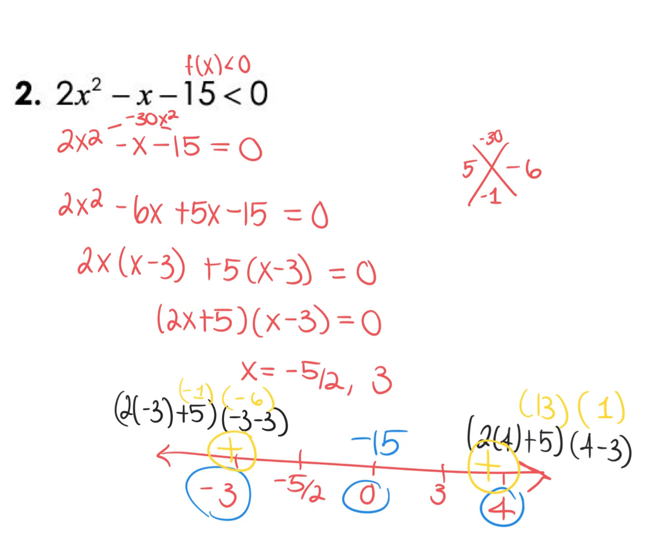So we want when x is less than 0, so that'll be between our two endpoints. So it's going to be from negative 5 halves to 3. And I'm sorry, we are going to use parentheses. You use parentheses for these, not brackets.